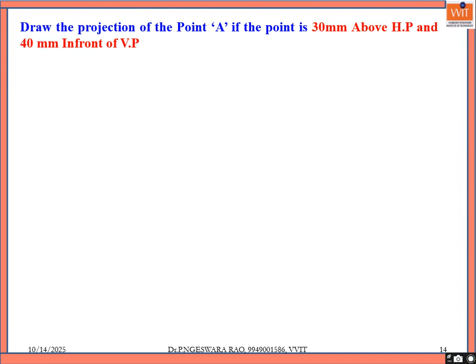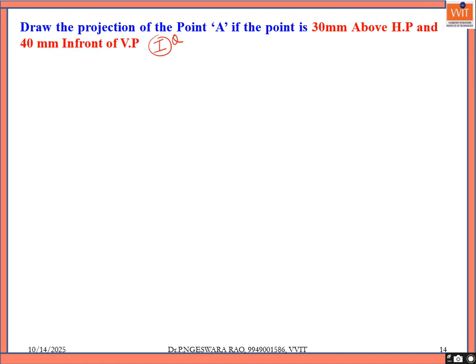For explanation purposes, let us consider a simple problem. We need to draw the projections of the point, that is the images of the point, both front view and top view. Let us name it point A. It is given as 30 mm above HP and 40 mm in front of VP. By seeing this, because it is above HP and in front of VP, it will definitely be in the first quadrant.